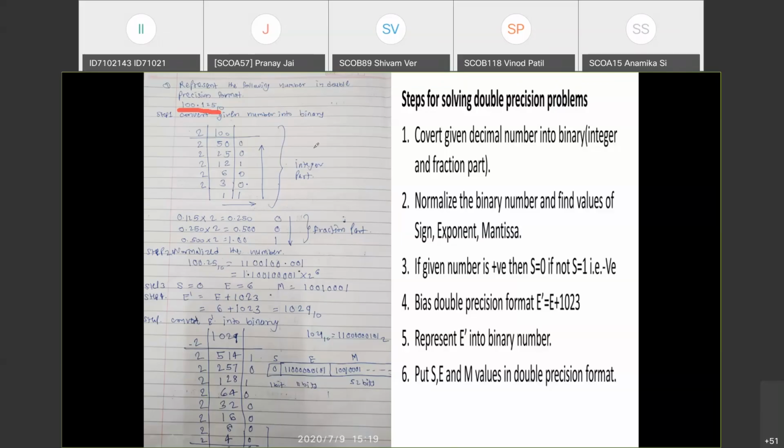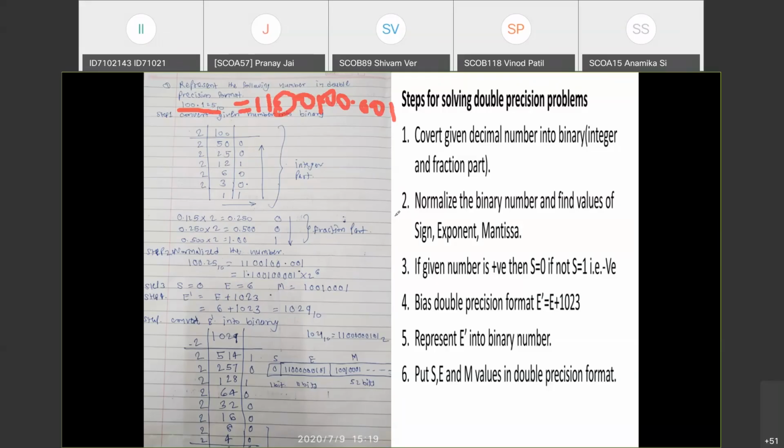So for the given number, we get the binary value 1100100 for the integer part, and for the fraction we get 001. So 1100100.001 is the answer for the decimal number 100.125.